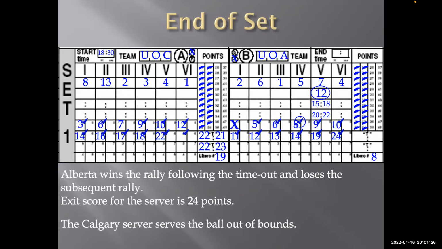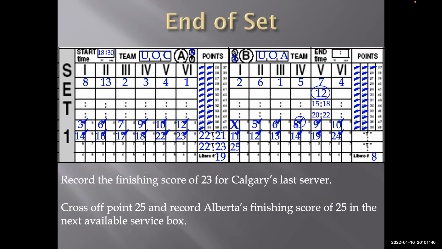So when the set is over, we finished the set. The last service has been completed and the rally's been completed. You can see that Team A, the UFC, was serving at the time, and they served it into the net or out of bounds in this case. So you still have to record the 23 because that's how many points this team had, and you have to record the final score of the other team.